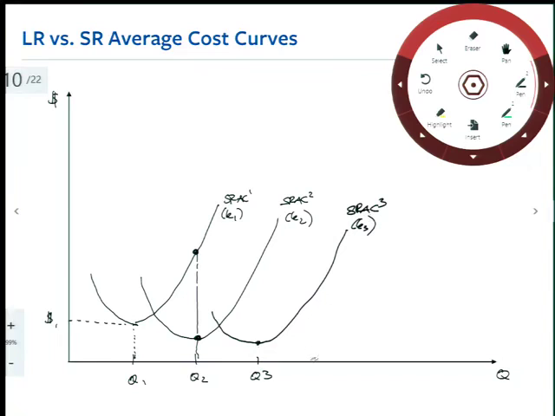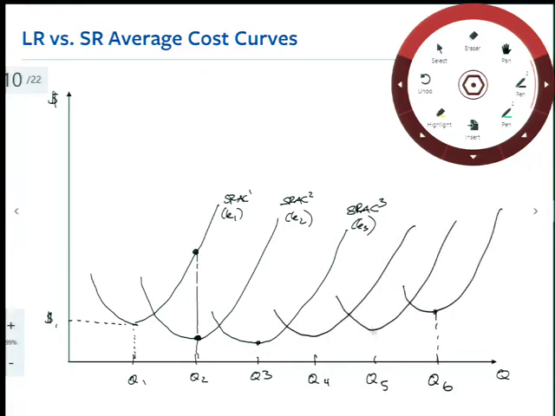So you could keep on going. Q4, let's do a couple more. I'm going to draw you some different average cost curves, which are minimizing average costs at each output level. Okay? So this here is short run average cost 4, K4, short run average cost 5, K5, short run average cost 6, K6.